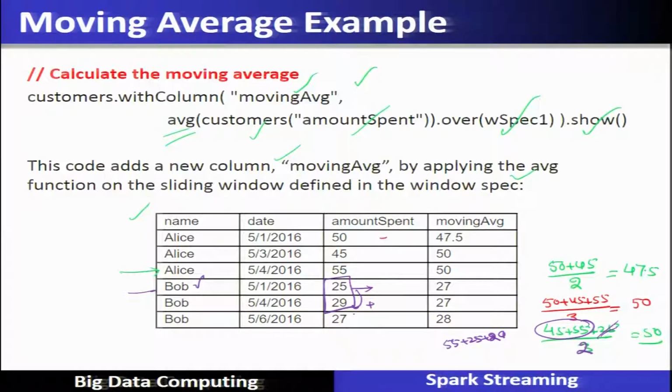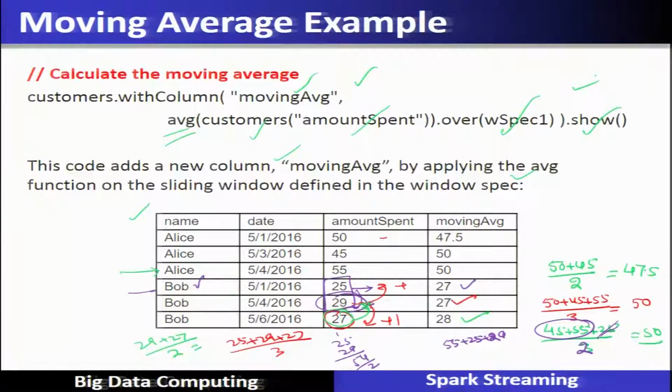So its average will be 25 plus 29 divided by 2, that is 27. And similarly for this value, we will consider it as -1 and this is +1. So 25 plus 29 plus 27 divided by 3, that comes out to be 27. And for 27 we will see that it will only use -1. So 29 plus 27 divided by 2, that comes out to be 28. So this way the moving average is automatically calculated.